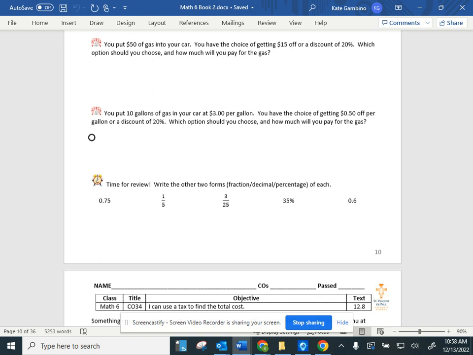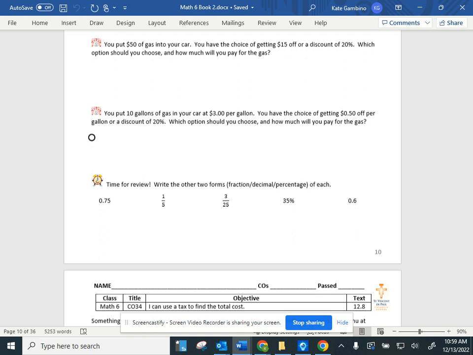The one below, you put $10 of gas in your car at $3 per gallon. You have a choice of getting 50 cents off per gallon or a discount of 20%. So if you're looking at getting 50 cents off per gallon, how much is each gallon going to be? And you're getting 10 gallons. So how much gas did you buy? And then if you get 20% off, you're going to have to find that total. If you're paying $3 per gallon and you buy 10 gallons, how much is 20% off of that? And then tell me which one is the better deal.